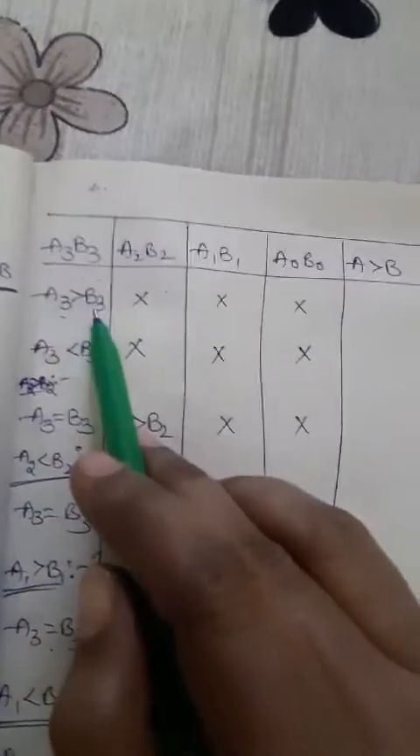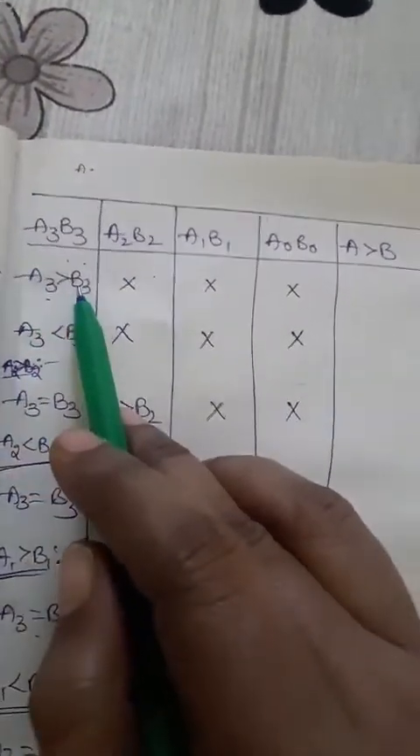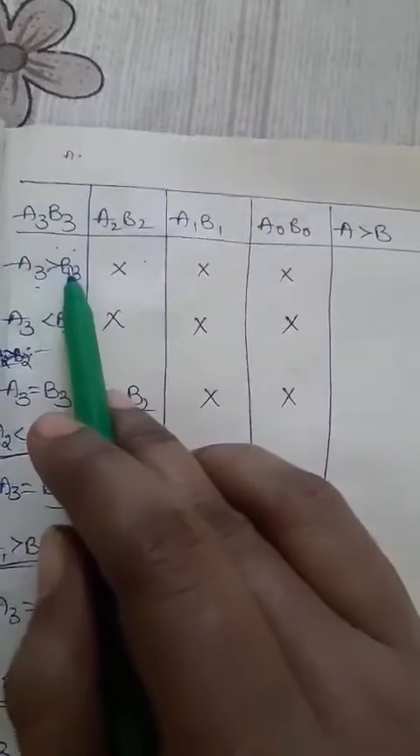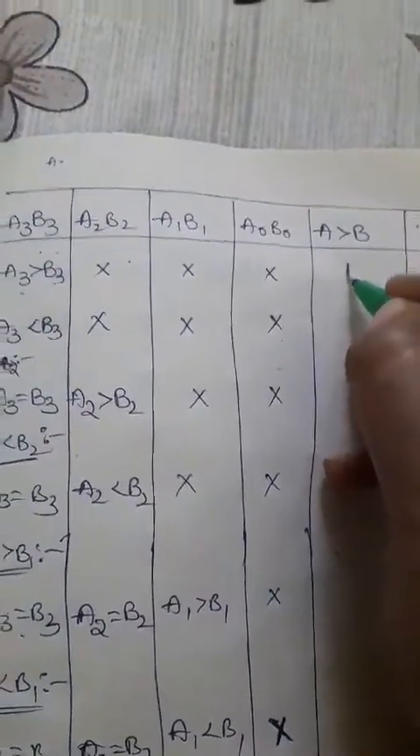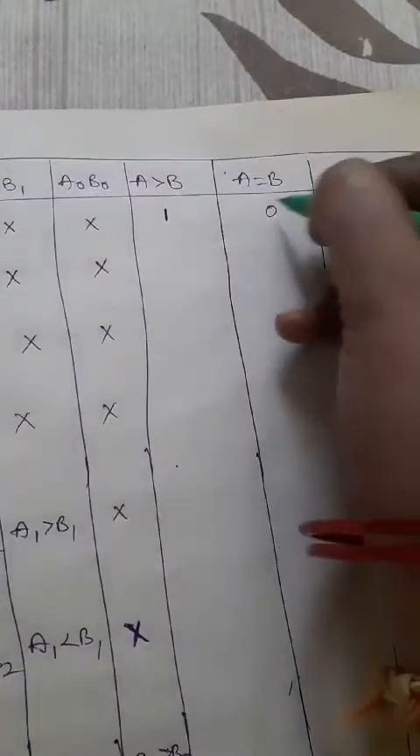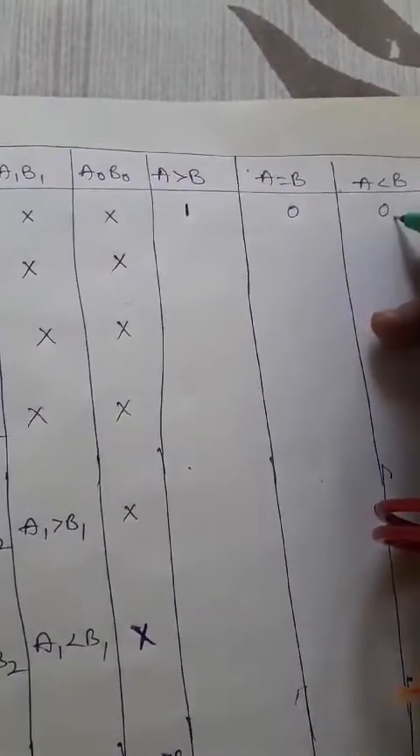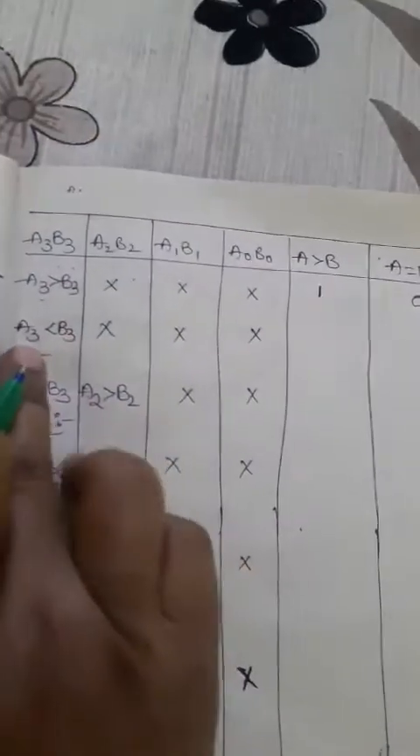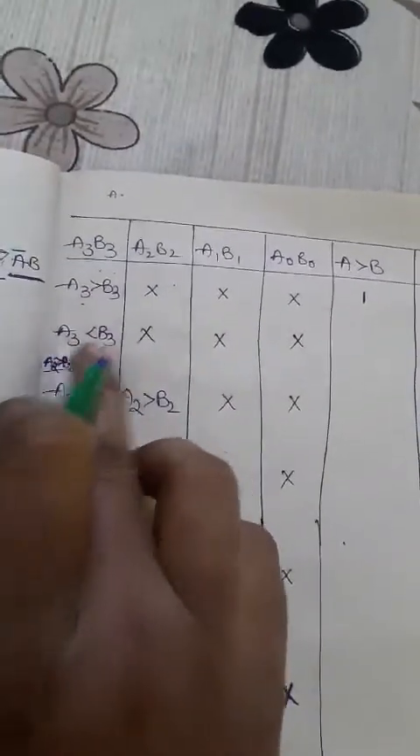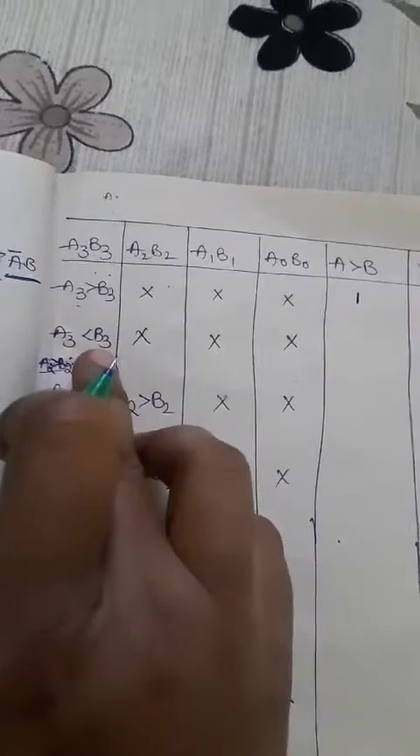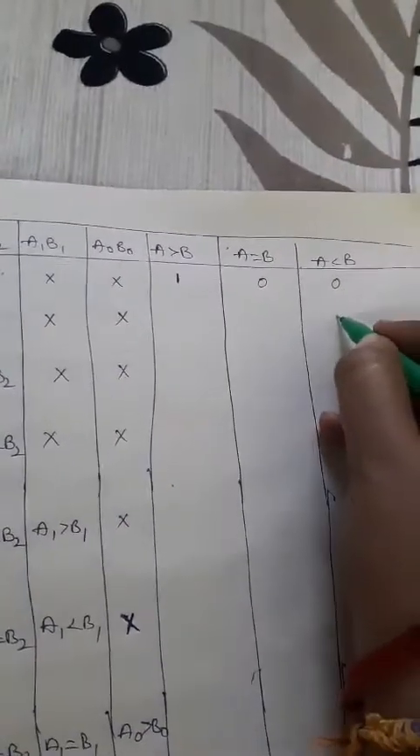Now we need to write the result for these conditions. Just check it. A3 is greater than B3, which means the A greater than B condition. So A greater than B is enabled, and A less than B and A equal to B will be false. Likewise, A3 less than B3 means the A less than B condition is enabled and the remaining will be false.